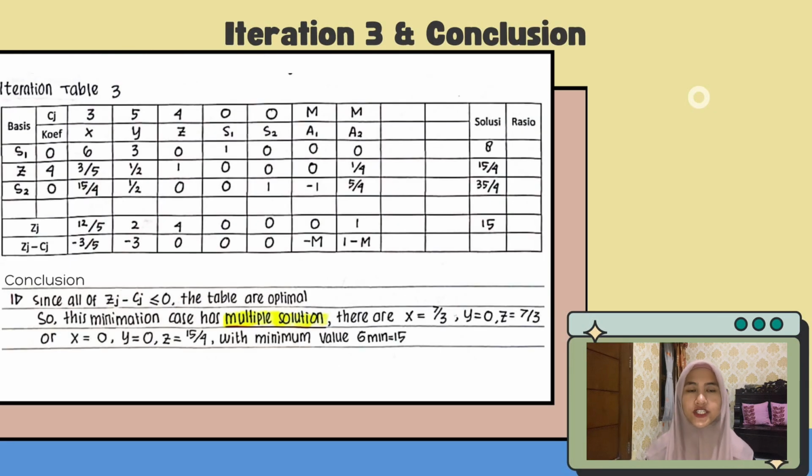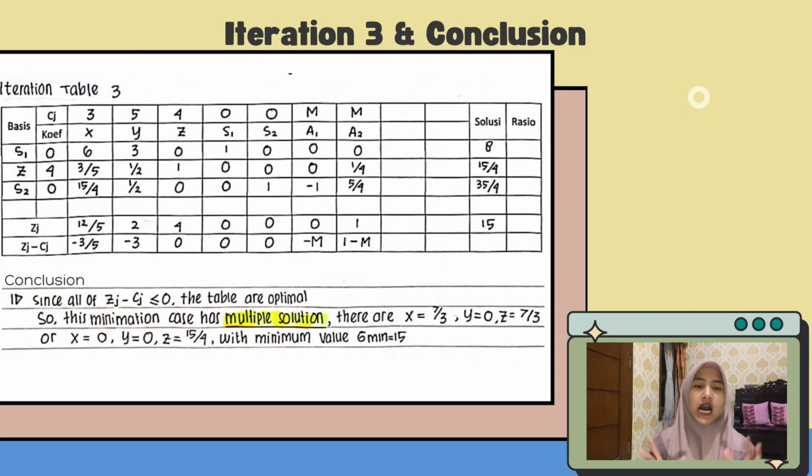In this third iteration table, we also operate the same as the second iteration table by changing the base and the coefficient, where the K row is replaced with the K column base. So X is replaced with S2 and 3 is replaced with 0. Then the row containing the K cell is changed to the number 1, so that the row is multiplied by 15/4. Then the other rows are operated by using the formula old row minus K column multiplied by the new K row.